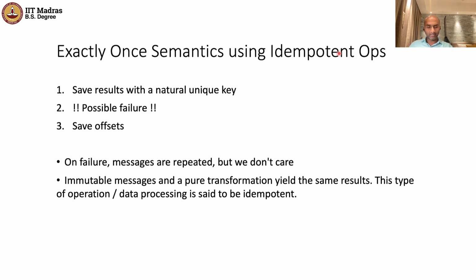Let's take a very simple example. Let's say I'm computing the square of a number, and the number is itself a parameter. It's basically the message that's there in the Kafka topic. The square is a deterministic operation, and you could do it any number of times, but if the input number is the same, you're always going to get the same output. So 3 square is always going to be 3 square. It doesn't matter how many times you run the square operation. That's an example of an idempotent operation.